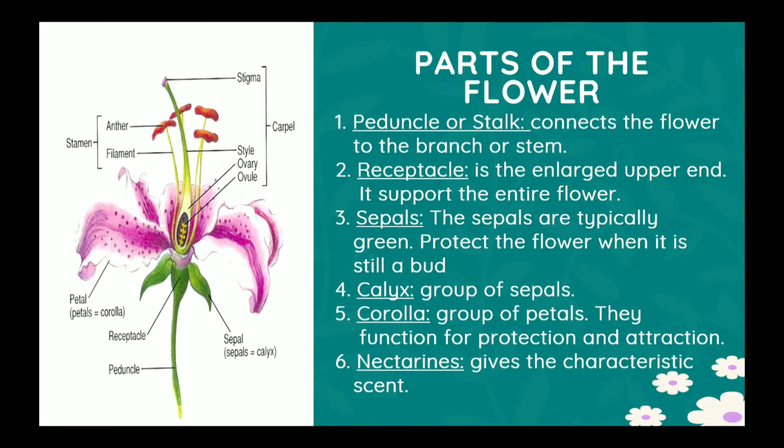The sepals, on the other hand, are typically green. They protect the flower when it's still a bud. A group of sepals is called calyx. And petals are usually bright colored, making the flowers attractive to pollinators like insects. A group of petals is called corolla. Nectaries give the characteristic scent to a flower.